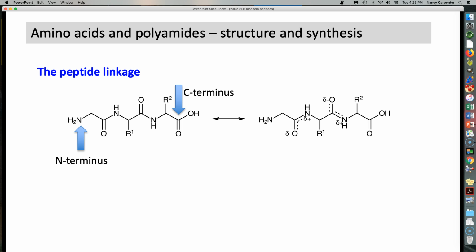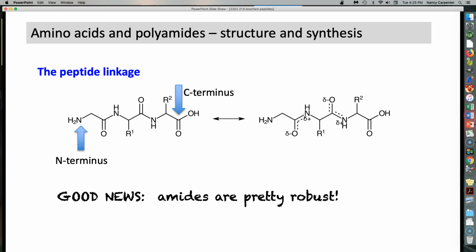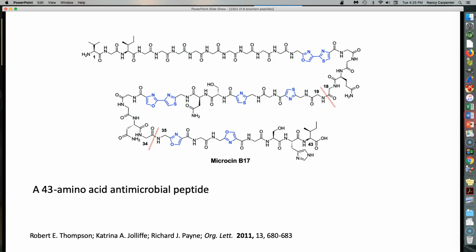Lingo-wise, the polypeptide has to end at some point, and there will be a C-terminus end and an N-terminus, obviously named because of the carbon and the nitrogen. The good news is, as you know, amides are at the very bottom of the reactivity ladder. So the fact that we are full of polypeptides and enzymes, that's a really good thing, or else we'd be kind of hydrolyzed into an oozing mass of who knows what sitting on the floor. All right, moving right along.